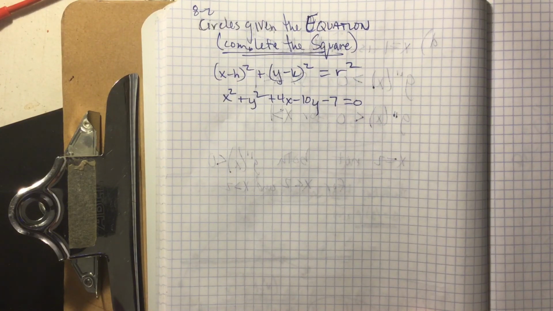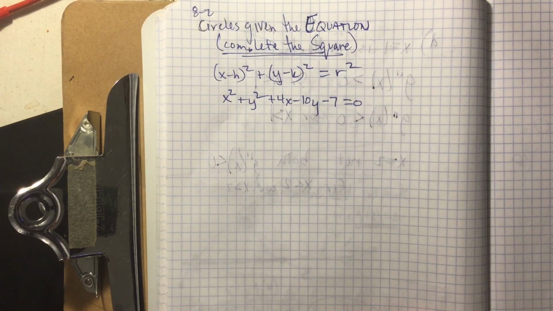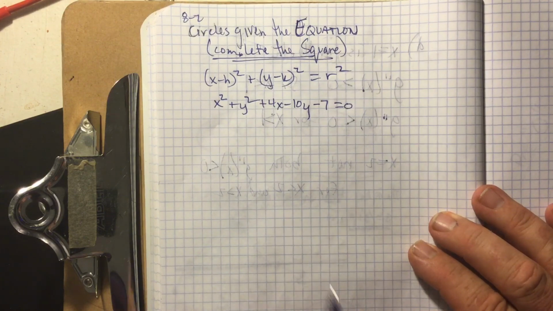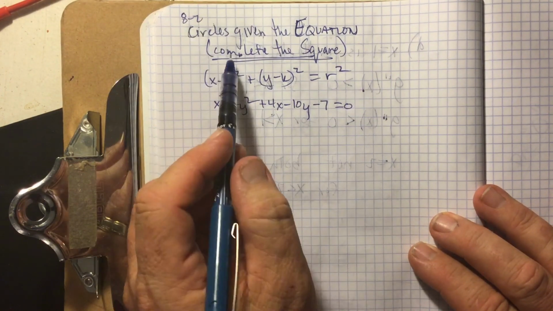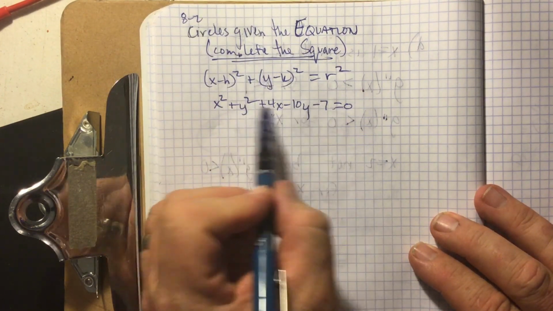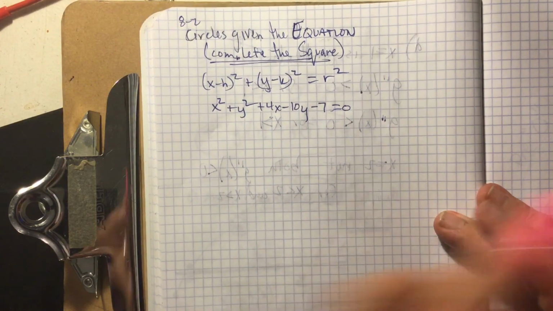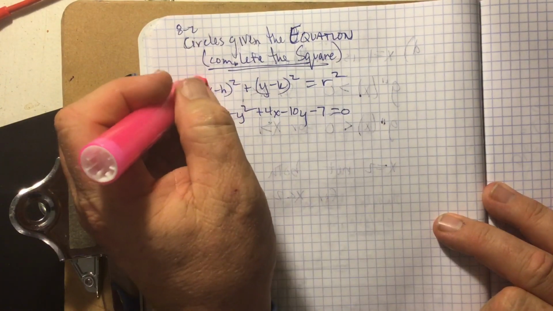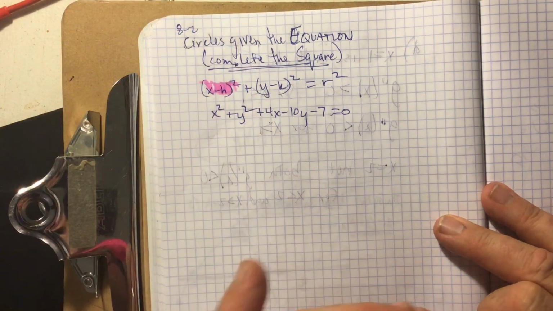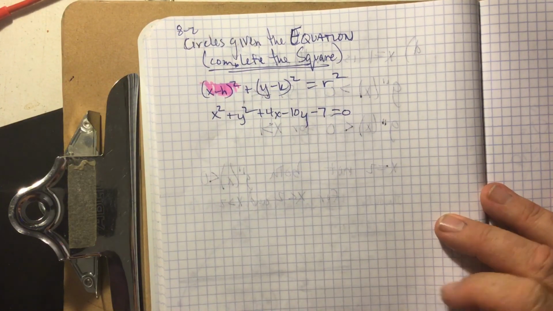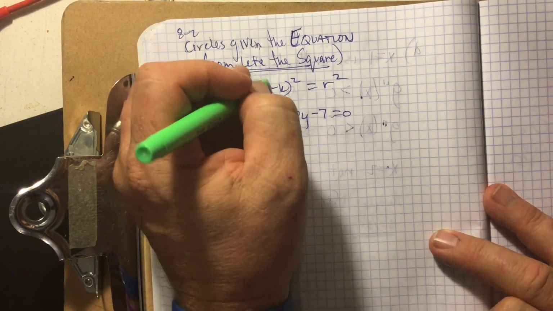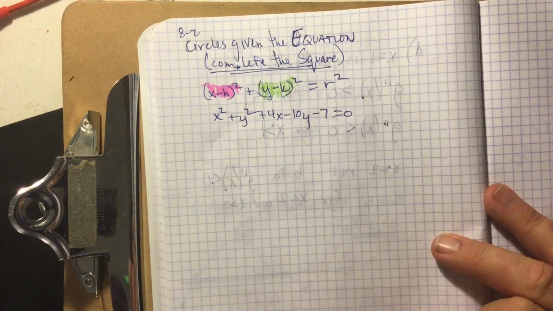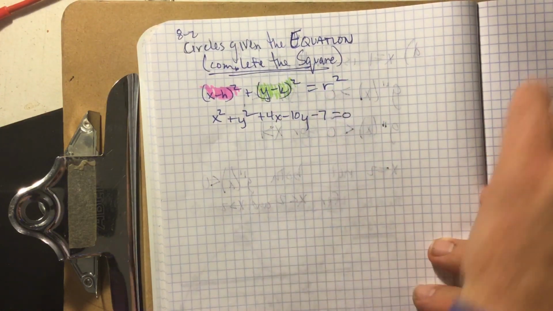All right, guys, let's tackle the last part of circles. We'll do another quick video. So this one, they give you the equation, but we need to make sure that we get it into a form where the x's are together and the y's are together, and we have r squared by itself.